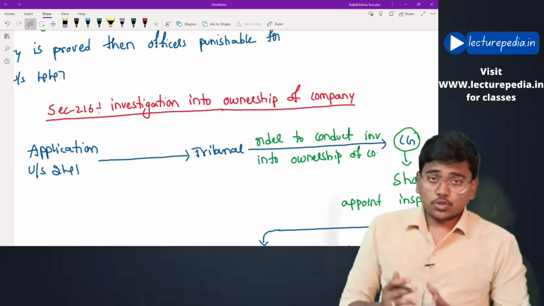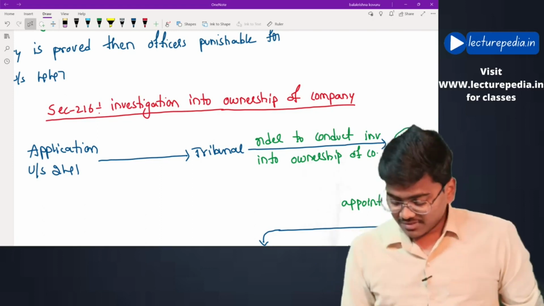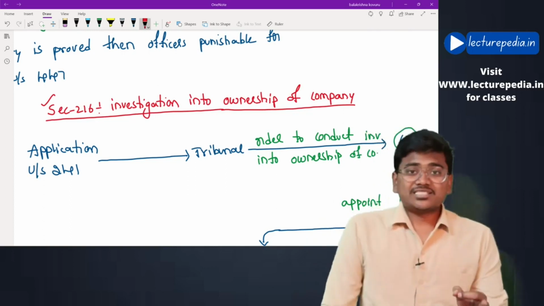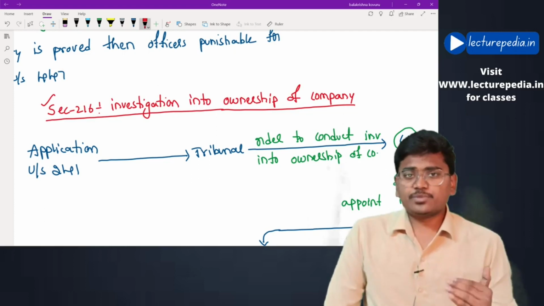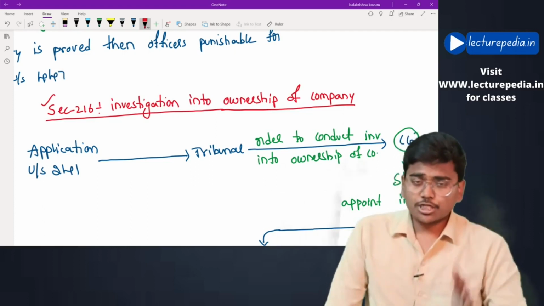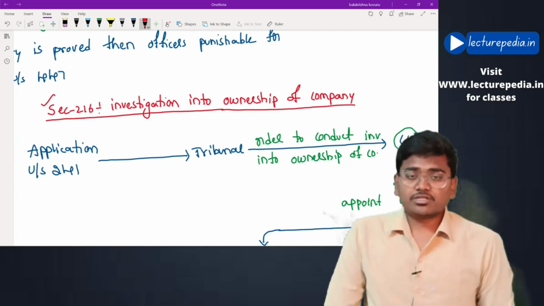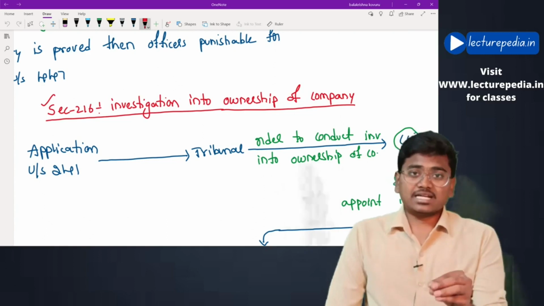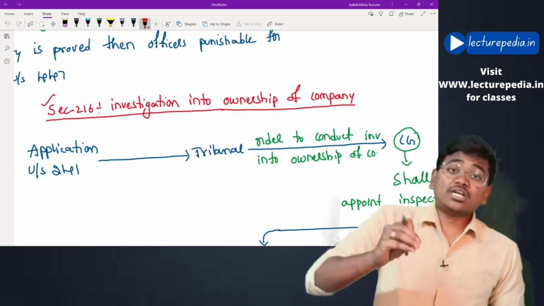Next, section number 216, which is relating to investigation into ownership of the company. Even this section is also linked to oppression and mismanagement. Under section 241, the application for oppression has been filed with the tribunal by the members. Now, once the application for oppression is filed with the tribunal, the tribunal has to verify whether the oppression is actually taking place or not, and who is conducting the oppression. In that case, the tribunal will verify the ownership of the company.